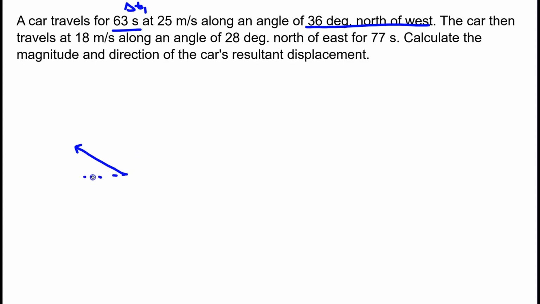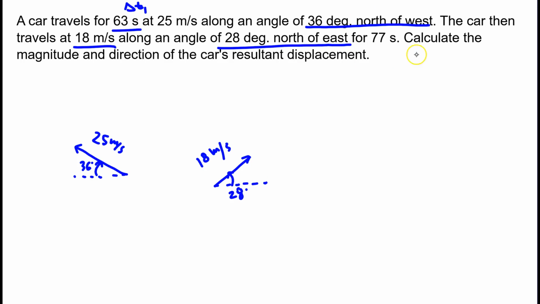There's 36 degrees north of west. The hypotenuse is 25 meters per second. Then the car travels at this 18 meters per second with that direction. Okay, so 28 degrees, and it's 18 is the hypotenuse. 28 degrees. See if you can spot my mistake.